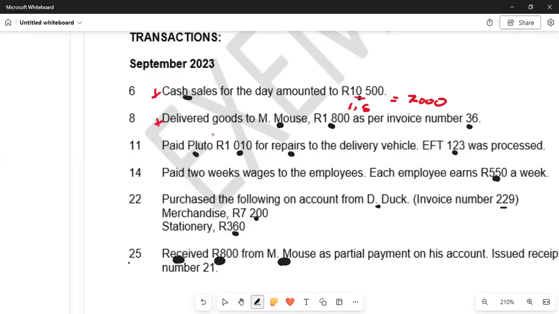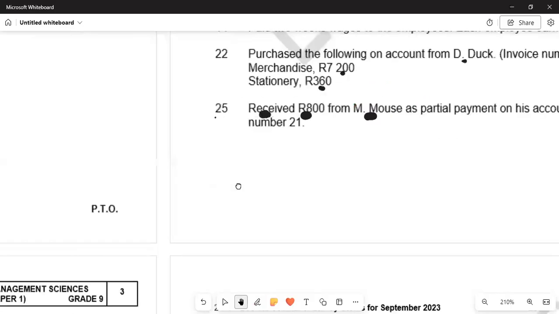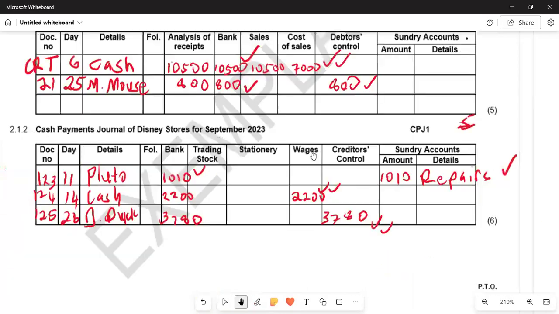But we have transaction 11, paid Pluto 1,100 for repairs to delivery vehicle. That one goes to the cash payment journal, because as a business, we paid Pluto for the repairs. So let's go and see how we record that under the cash payment journal.